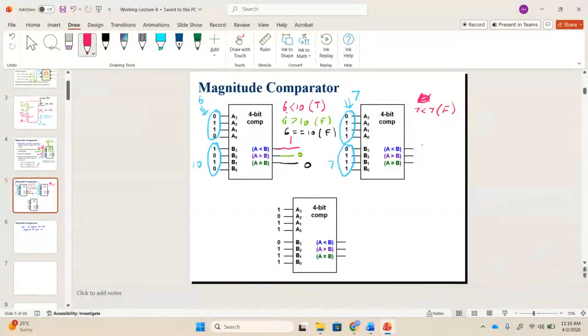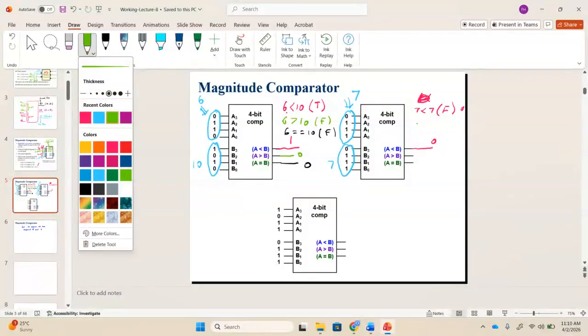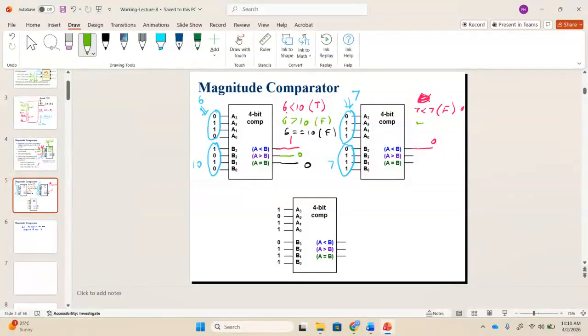False, so it means it is 0. So this will be 0. Okay, then again, now using the green color. So now you can say, let's assume 7 is greater than 7. True or false? False. This value will be 0.